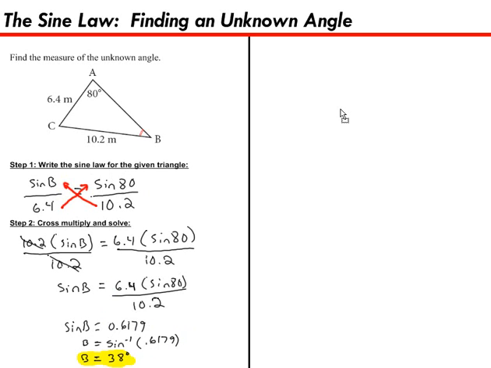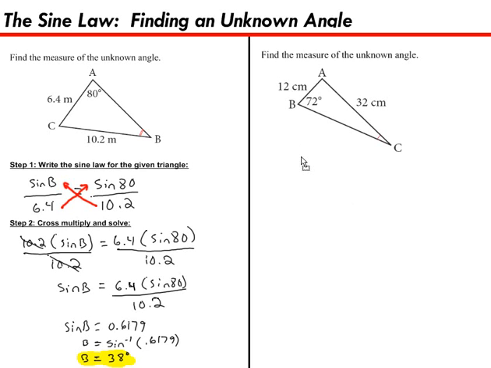Now it's your turn to practice using the sine law to find an unknown angle in a triangle. I'll give you this triangle, and you're asked to find the measure of the unknown angle. The unknown angle is angle C. So try out the steps I showed you on the left.